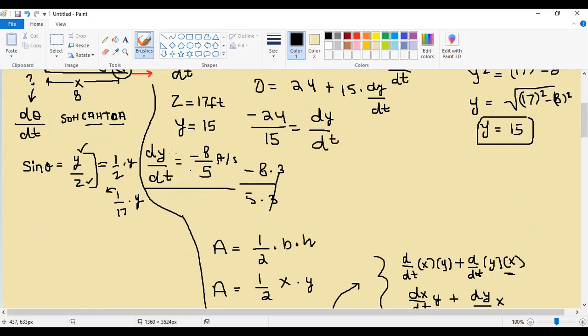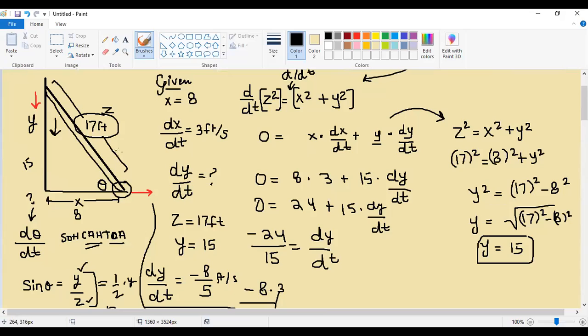But what if you were to use, and the same thing could be said for the adjacent over the hypotenuse. You have the adjacent over here, which is y, and you have the hypotenuse, which is z, and one is a constant, one is a variable. Do the same process to find the derivative. But the issue here is if we were to use tangent, we would essentially end up having the opposite over the adjacent, which is y over x.